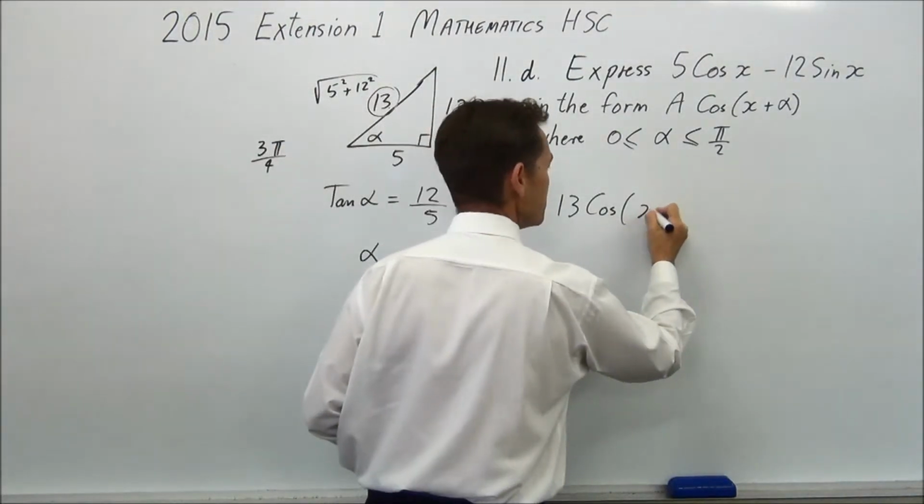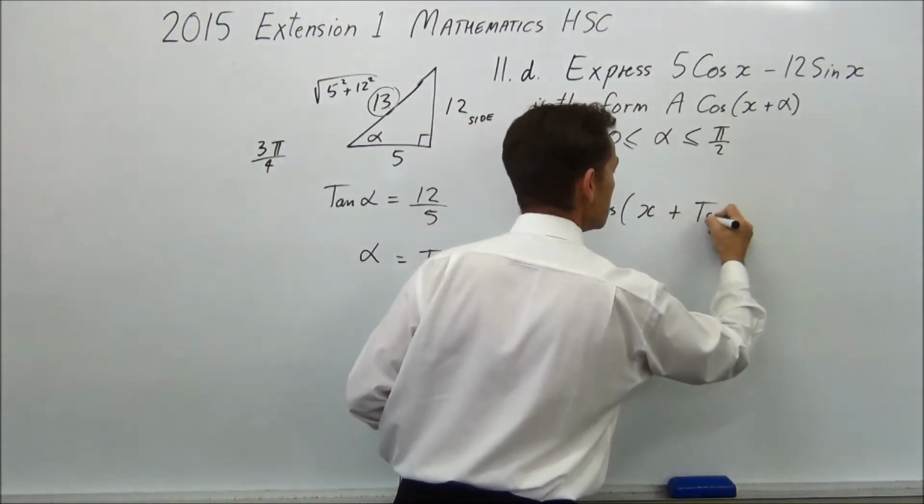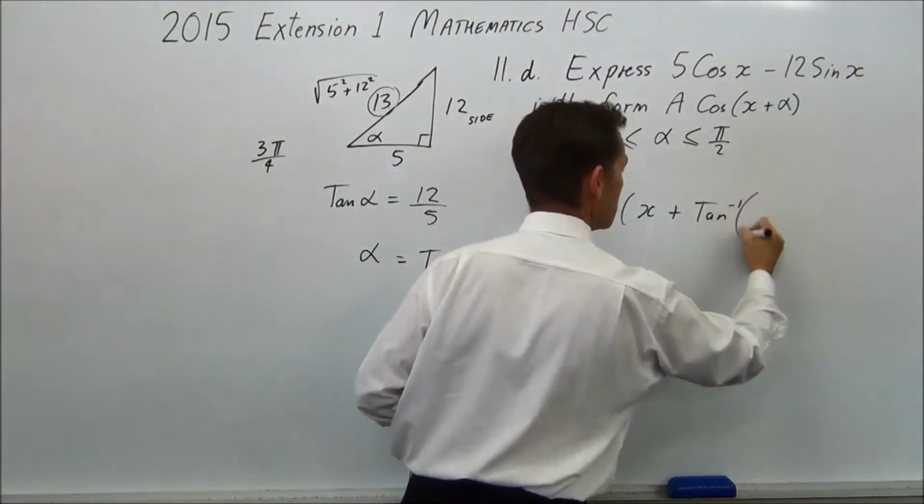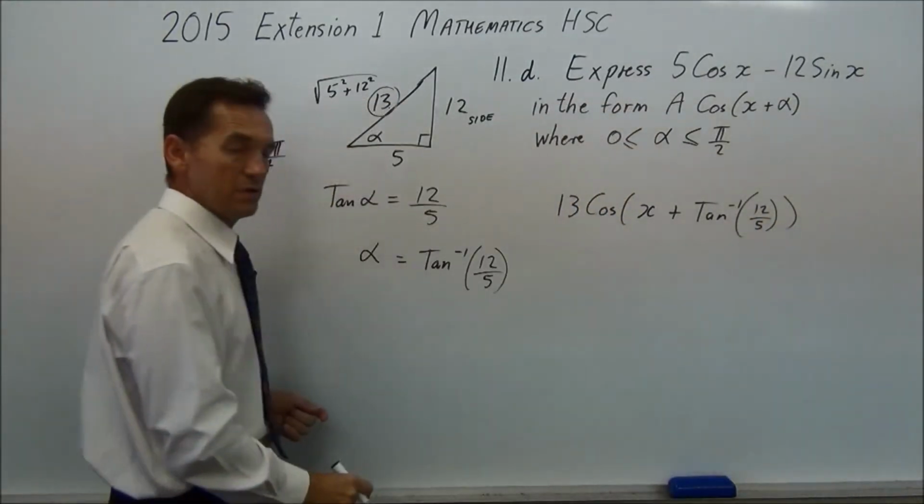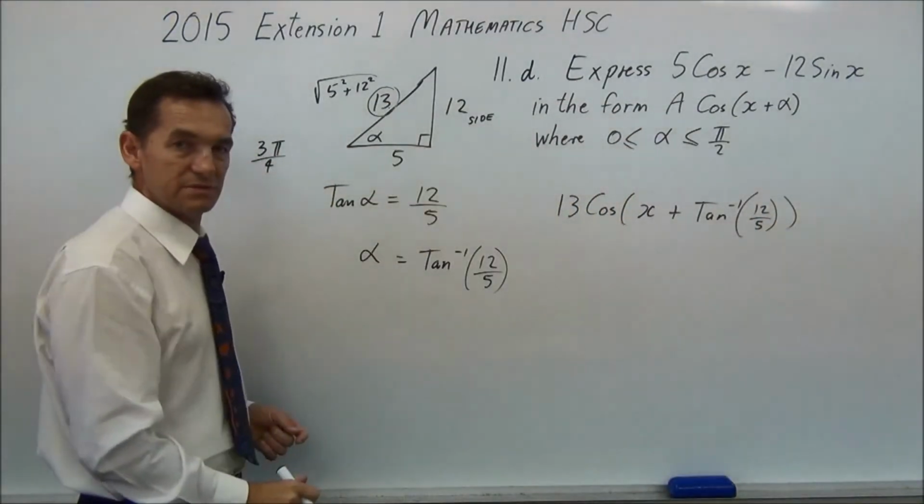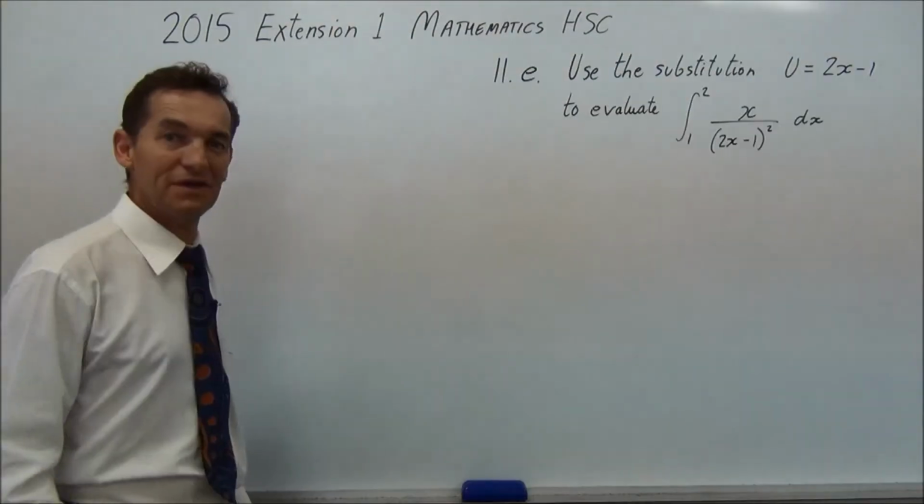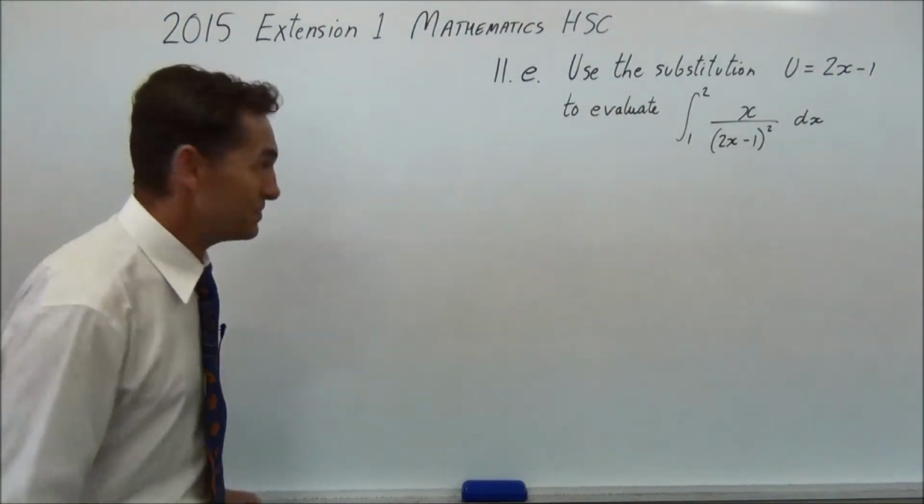So then your answer will be x plus tan to the minus 1 of 12 on 5. Looks a bit weird, but that's it. And you're done.